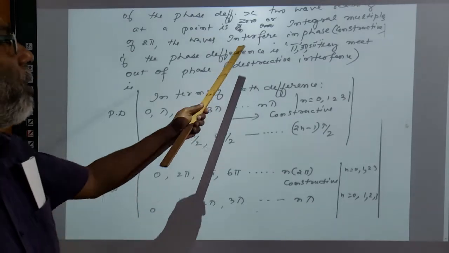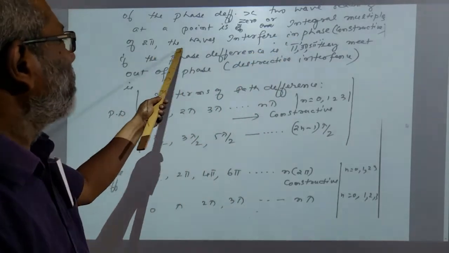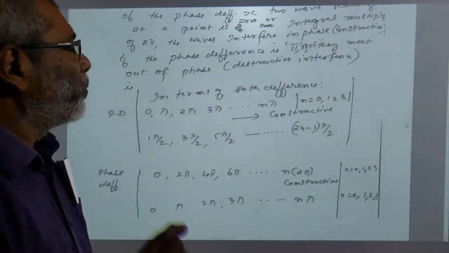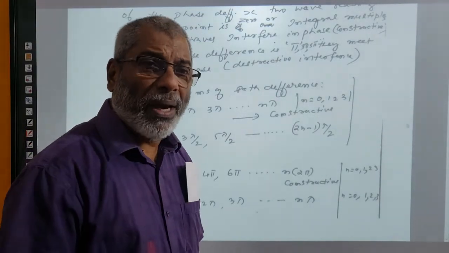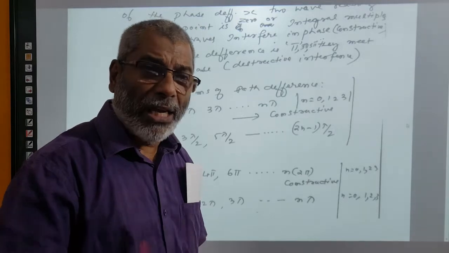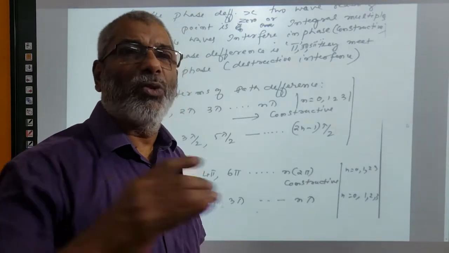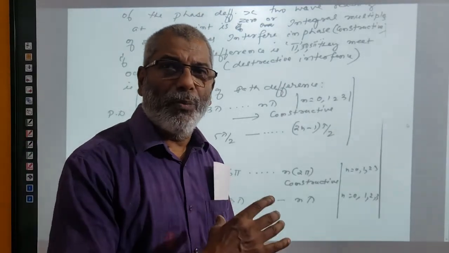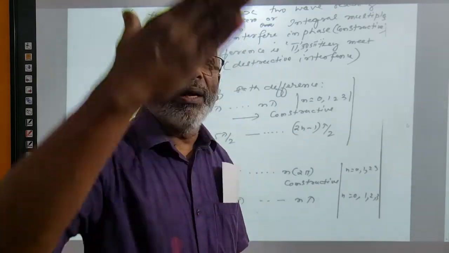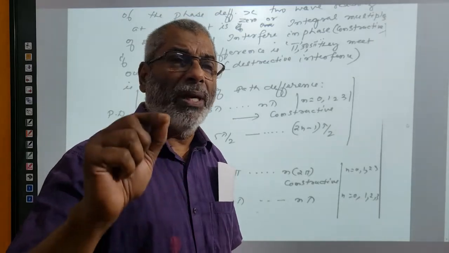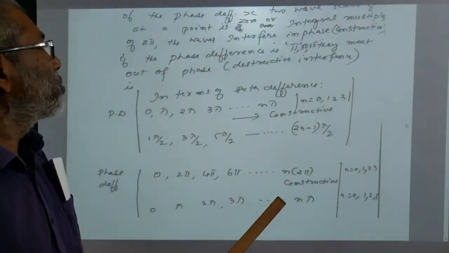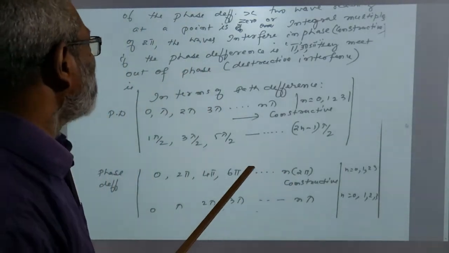So that point will be an integral multiple of 2 pi, that means 0, 2 pi, 4 pi, 6 pi, 8 pi, etc. With these phases, when waves from two coherent sources reach a screen placed away from them, then that point will be a bright point. That's a case of constructive interference.